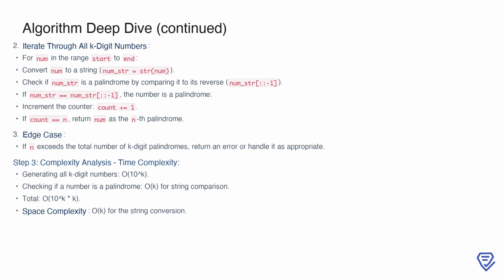However, we also need to handle edge cases. For example, if n is larger than the total number of k-digit palindromes that exist, we should return an error or handle it appropriately. In terms of complexity, this brute force method involves generating all k-digit numbers, which takes 10^k time, and checking each number for the palindrome property, which takes k, for string operations. This results in a total time complexity of 10^k * k. The space complexity is relatively low, requiring k for temporary string storage during the palindrome check.